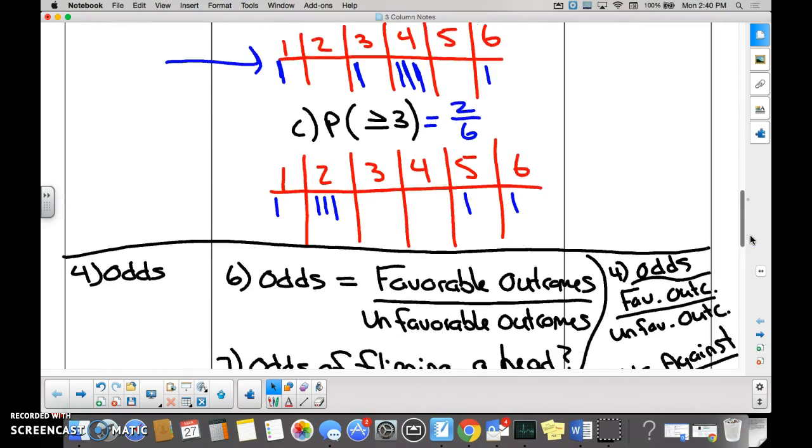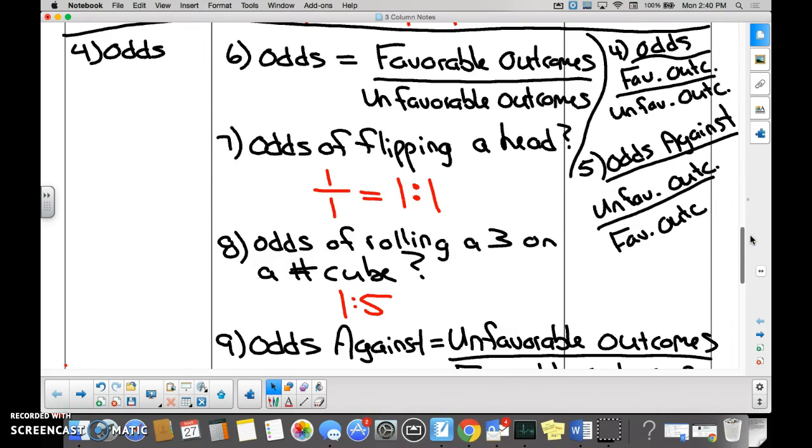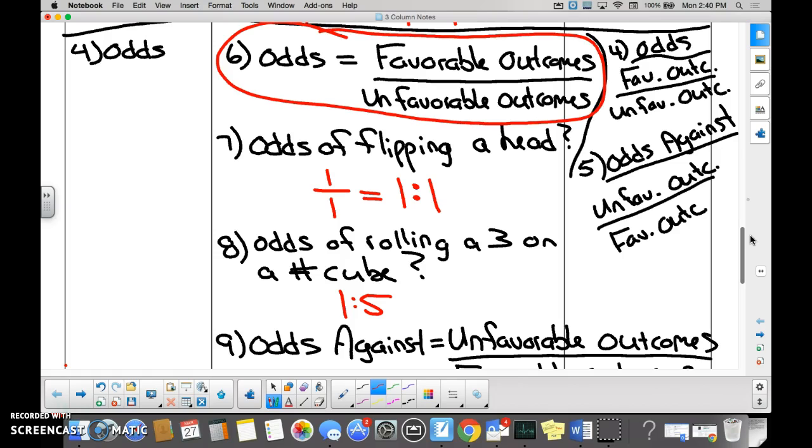Last thing we did then would be odds. There are 2 formulas that you need to concern yourself with. Odds, favorable over unfavorable. If you flip a coin, what are the odds you're going to get a head? 1 over 2. No. 1 over 1. What's the favorable outcome? 1. It's a head, right? What's the unfavorable outcome? 1. So it's 1 to 1. Okay, and you can see that here in number 7.